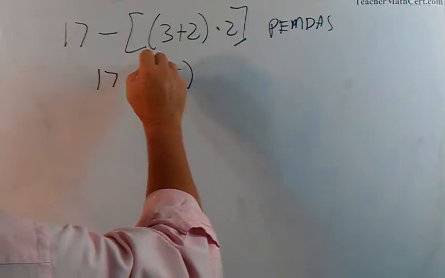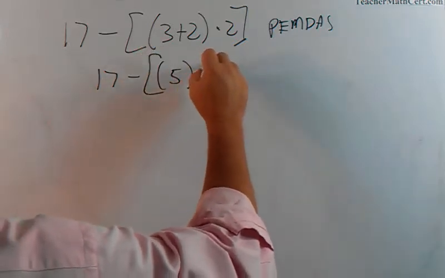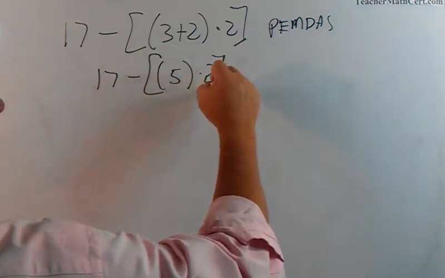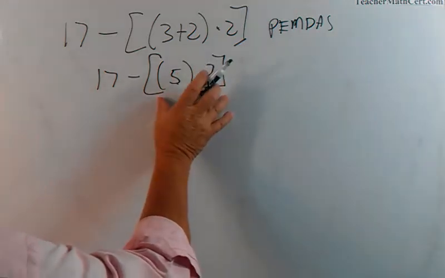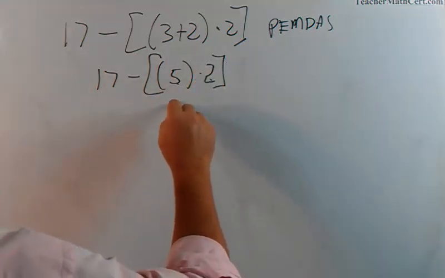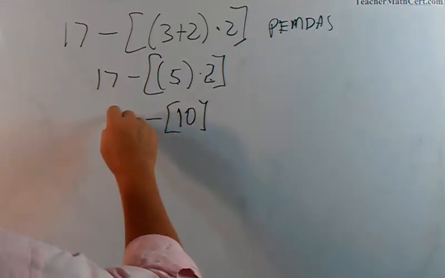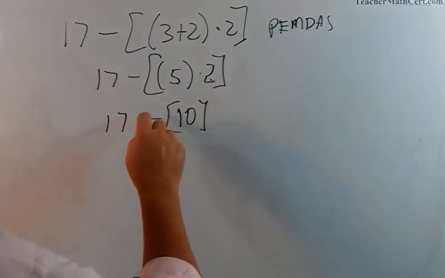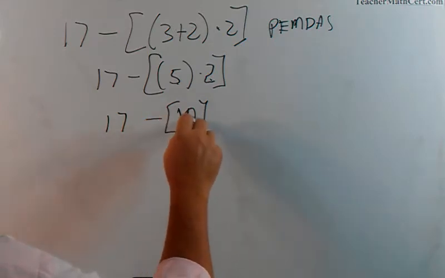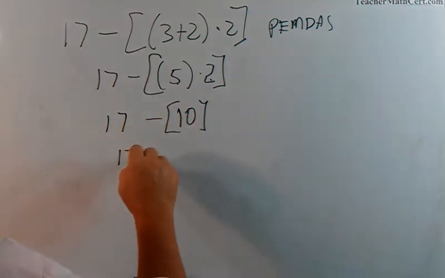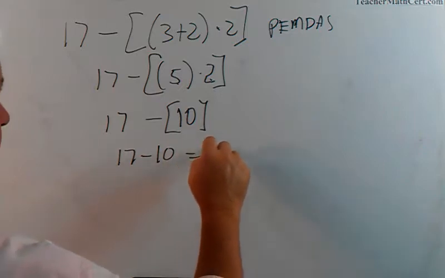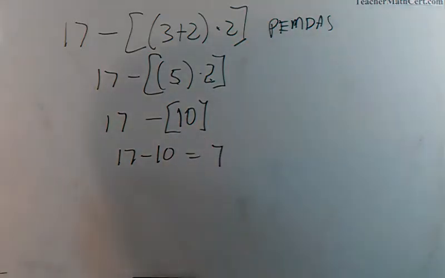So rewriting it, it's going to be times 2. 5 times 2 inside this set of parentheses is going to be 10. Negative 10. Alright, we're going to multiply, essentially multiplying through. So we've got 17 minus 10 is equal to what? 7.